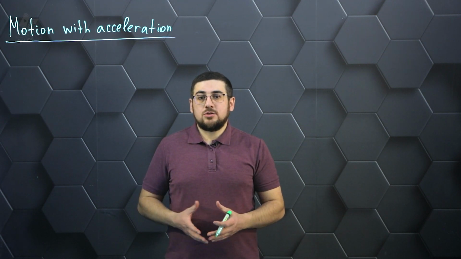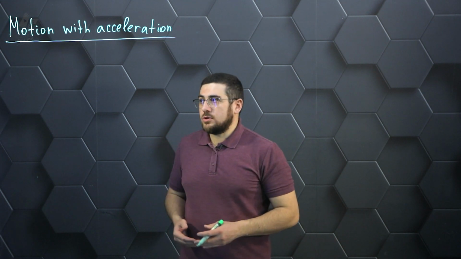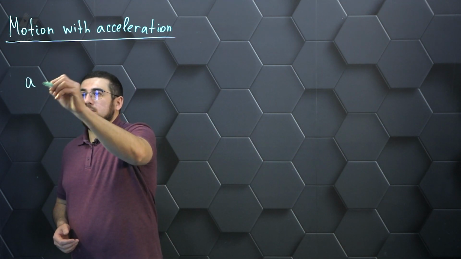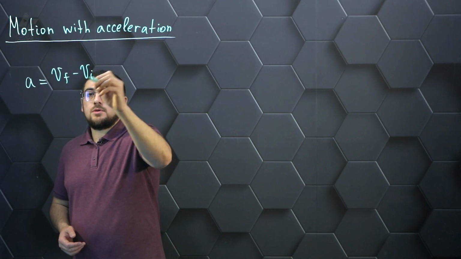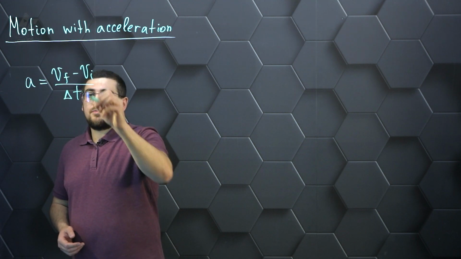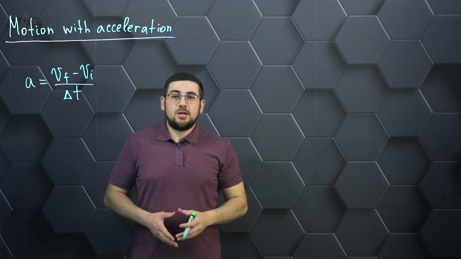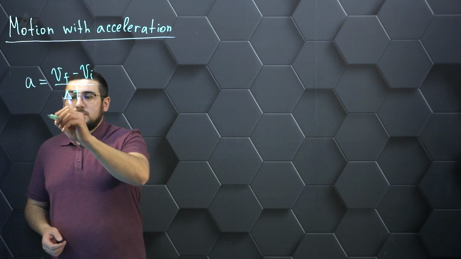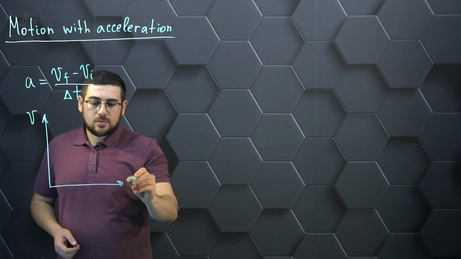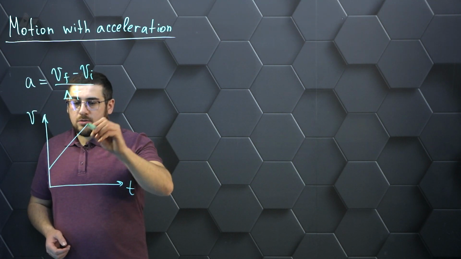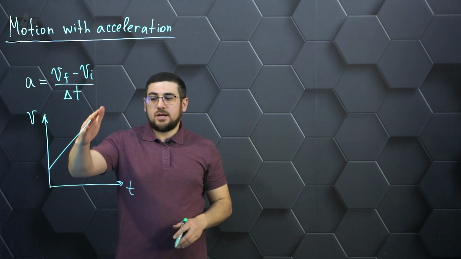To begin with, let's remember what the definition of acceleration is in general. In the last lesson we introduced this concept. And today we can say that acceleration is a value that determines the change in the velocity of the body per unit of time. We can conveniently create a graph showing the relationship between velocity and time using this definition. And for motion with constant acceleration, this graph will be a straight line.